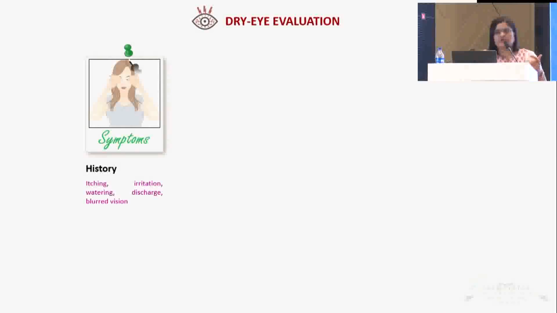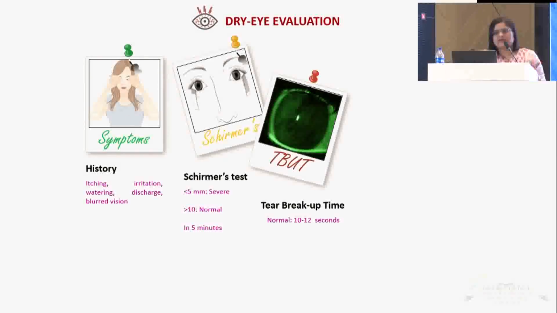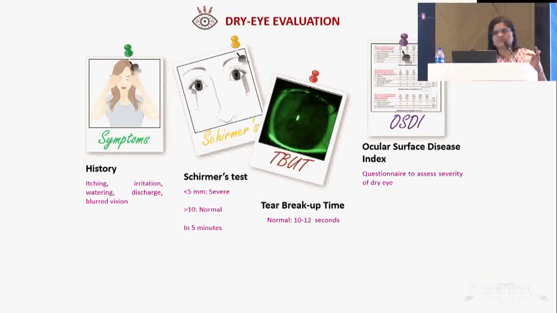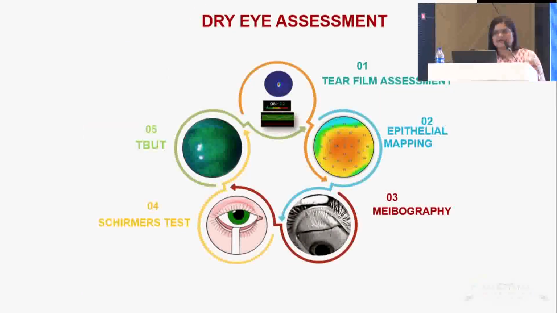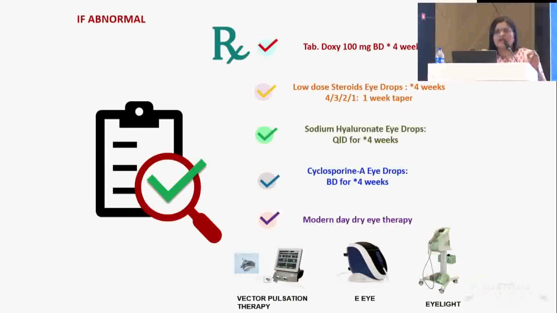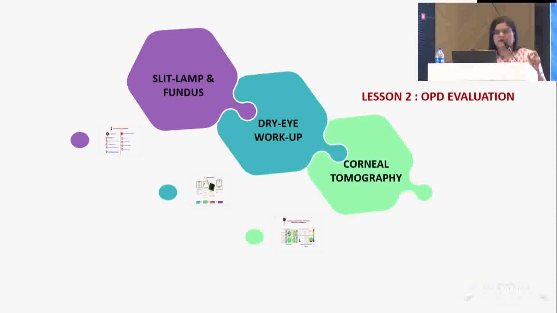With that, like Dr. Naren mentioned about dry eye evaluation, in our setup we do a thorough evaluation which comes from symptoms, the Schirmer strips, the TBUT, the OSDI score. Once it is noted down, the treatment is given and the resolution happens. The epithelial mapping, meibography, Schirmer's test and TBUT are all noted down. The therapy is tablet doxy along with some steroids, along with sodium hyaluronate eye drops and cyclosporine eye drops. The treatment is for 1 month, and after that you get better regularized corneas.